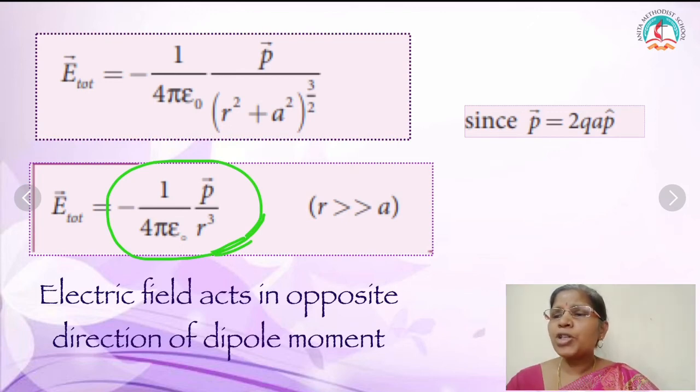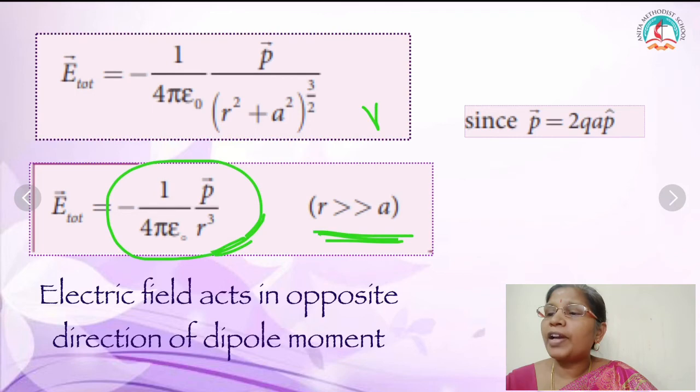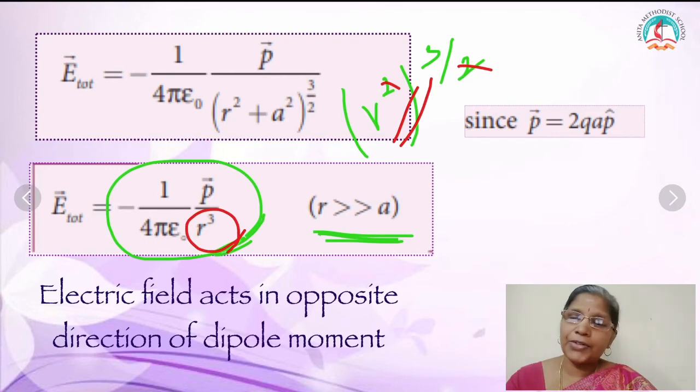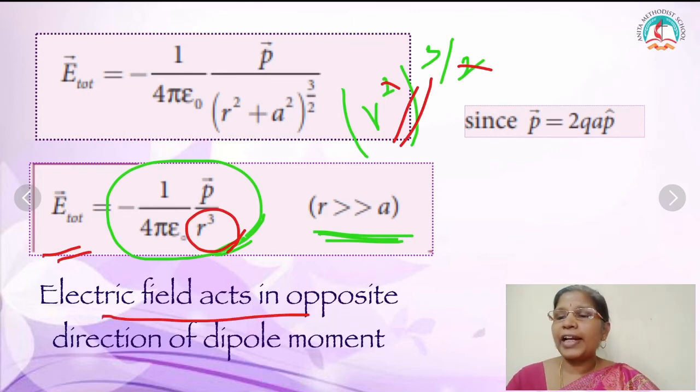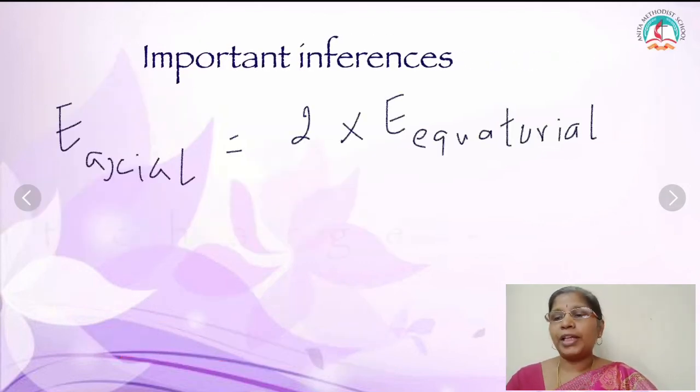Same way, I am assuming the R value is very much greater than A. You see how I am getting this? Assuming R is very much greater, in the denominator R square power 3 by 2, this 2 and this 2 cancel. I will get only R power 3 in the denominator. So this is the value of E total on the equatorial line side. So the electric field acts in which direction? It acts in the opposite direction of the dipole moment. Okay. Now the next one.